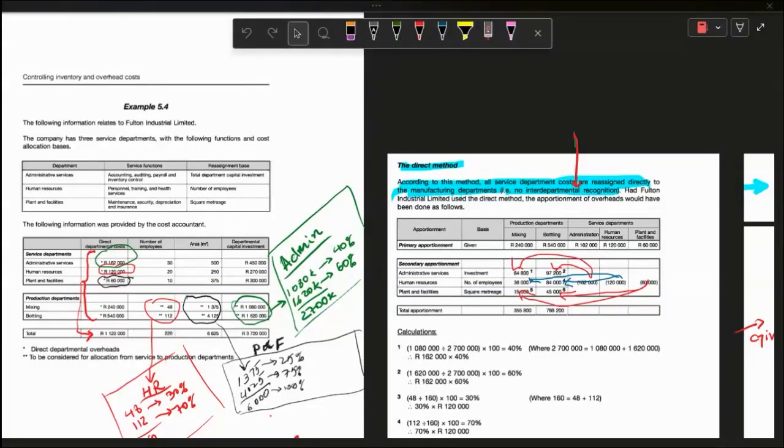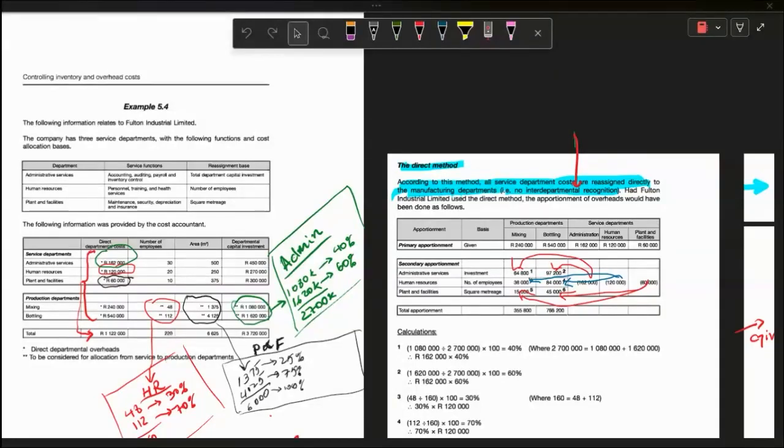The square area is provided for all these departments. But the basis for reallocating the plant and facility is the square meterage. All right, you're looking at the square area when you are reallocating this cost. Which cost? The departmental cost of the plant and facility, 60,000 rand. So they want you to reallocate this amount to these two production departments. Okay, so let's jump in.